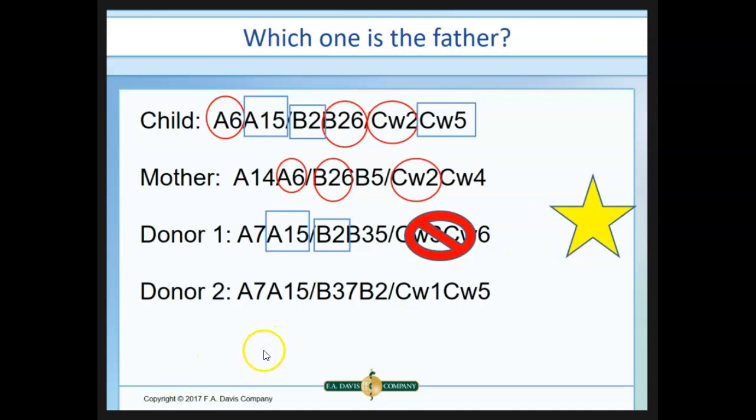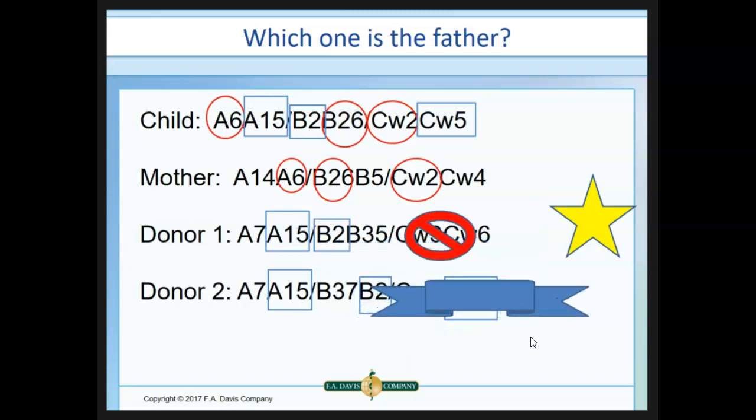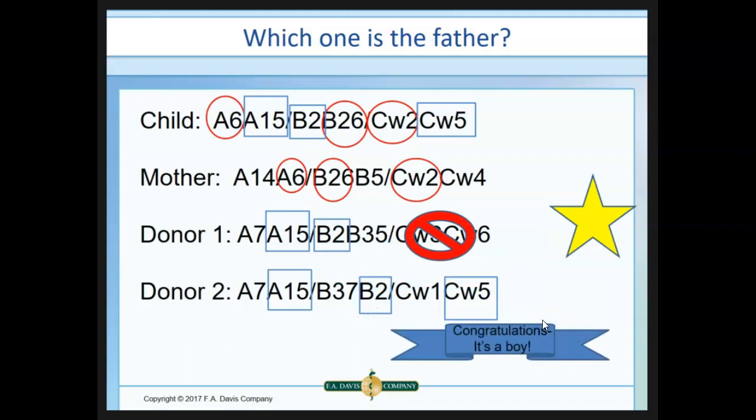All right, donor 2. Does donor 2 have an A15? Yes. Does donor 2 have B2? Yes. Does donor 2 have C5? Yes. So, congratulations, it's a boy. Donor 2 is the father.